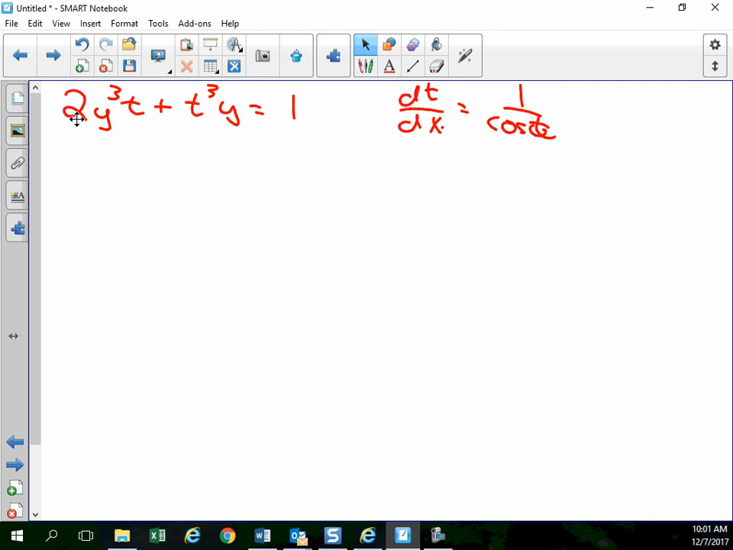Here's my question for you. Are there any x's in this equation? Nope. Which means when I do this, every single variable that I take the derivative of has to have a d something next to it, because none of these are x's.